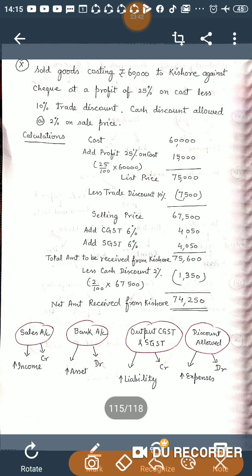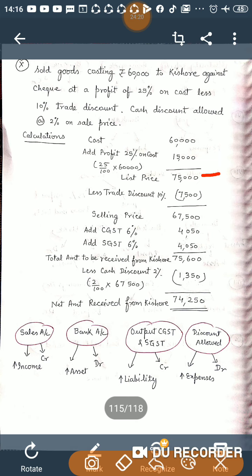Sold goods costing rupees 60,000 to Kishore against check at a profit of 25% on cost, less 10% trade discount, cash discount allowed 2% on selling price. So cost is 60,000 and on this 25% profit margin will be added. 25% of the 60,000 is 15,000, so it should be added. Now the list price becomes 75,000. This 75,000 is a list price, or you can say invoice price.